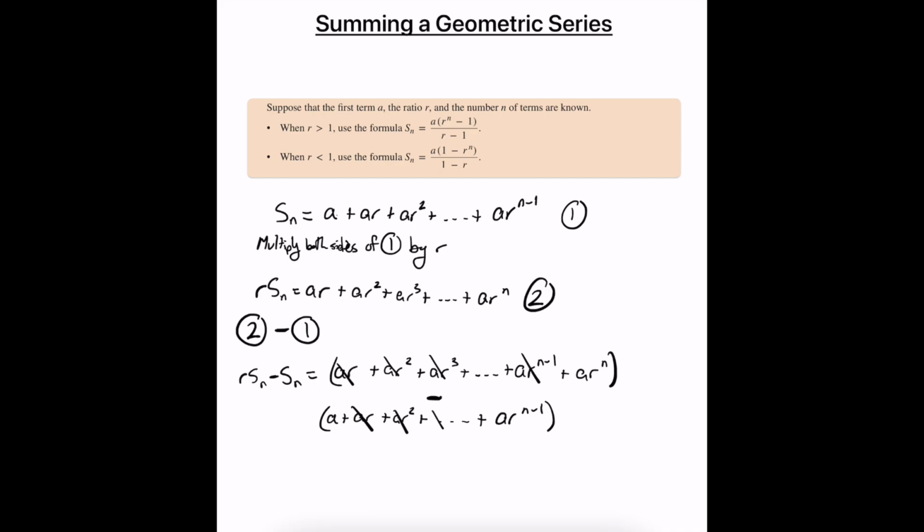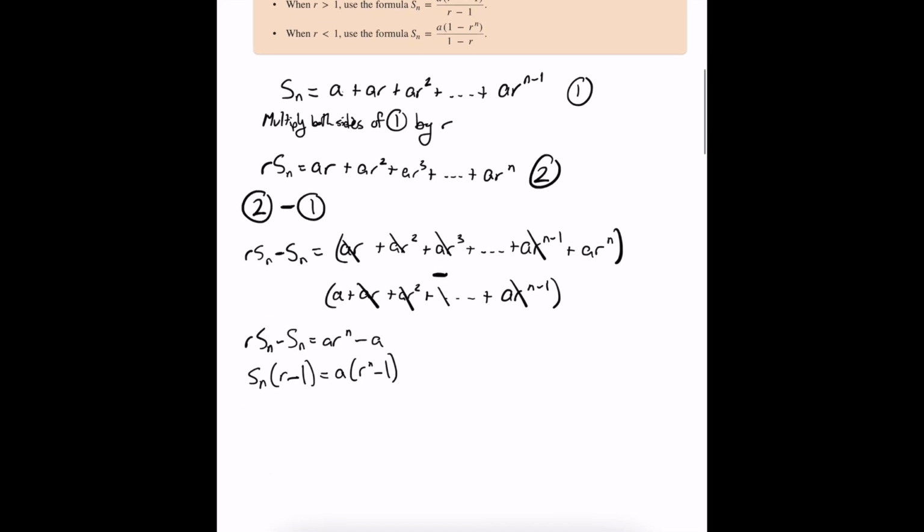The ar to the n minus 1 will cancel with this one, and what we're left with is ar to the power of n minus a. So I'm just going to write that. And then we can factor out an a as well as an Sn. So we factor out Sn on the left-hand side, and then factor out an a on the right-hand side. And we should be able to see that if we divide by r minus 1, we get the formula that we have up above.